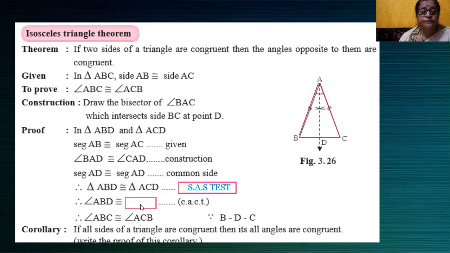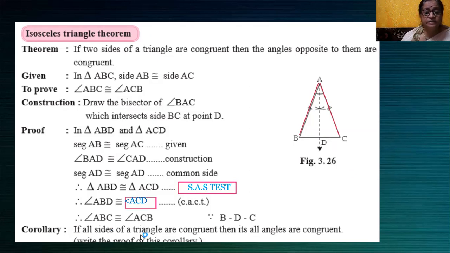It is one of the angles formed here, that is ACD. Here angle ACD is congruent. Therefore, angle ABC is congruent to angle ACB, since point D is in between B and C. See here, this angle is opposite to this side and this angle is opposite to this side. These two angles are congruent. Then you have to write the corollary.